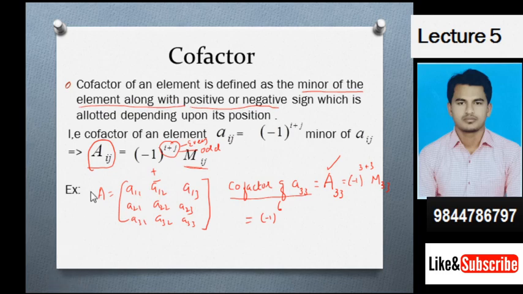Eliminating third row and third column. That is determinant of A11, A12, A21 and A22, minus 1 to the power of 6, and plus. That is A11, A22 minus A21, A12. So this is what A33 is. That is A33.